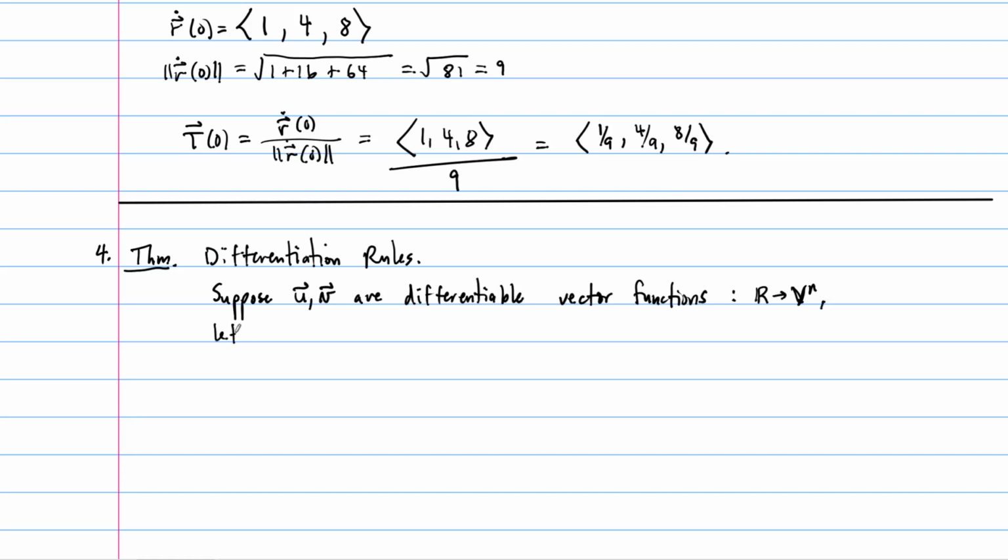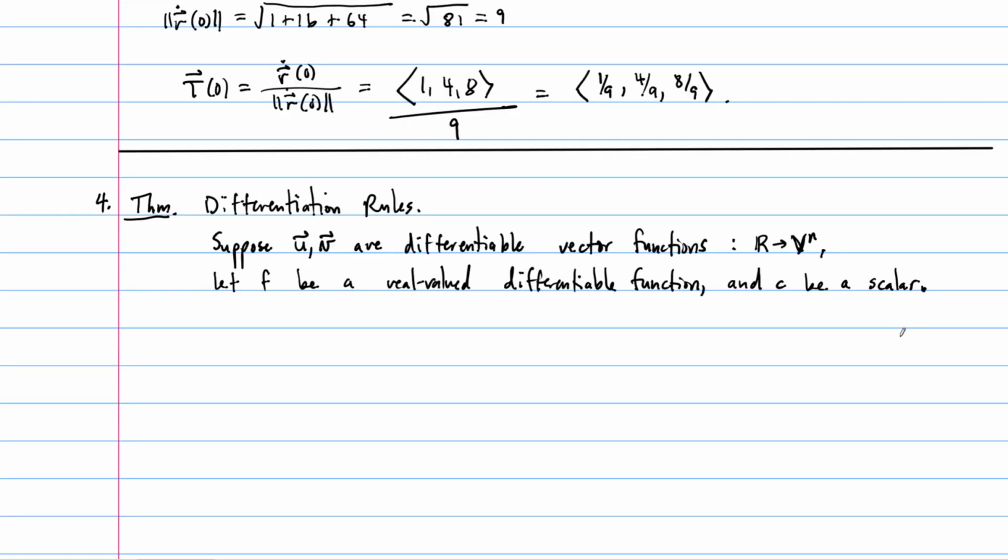And then let's also let f be a regular function, just a real valued function. So a real valued differentiable function. In other words, not a vector function, just a regular function. And then let's let c be a scalar. Scalar is just the word for number when we're talking in vector language, right? A real number in this case, but not a function, just a fixed real number. Okay, then here are our rules.